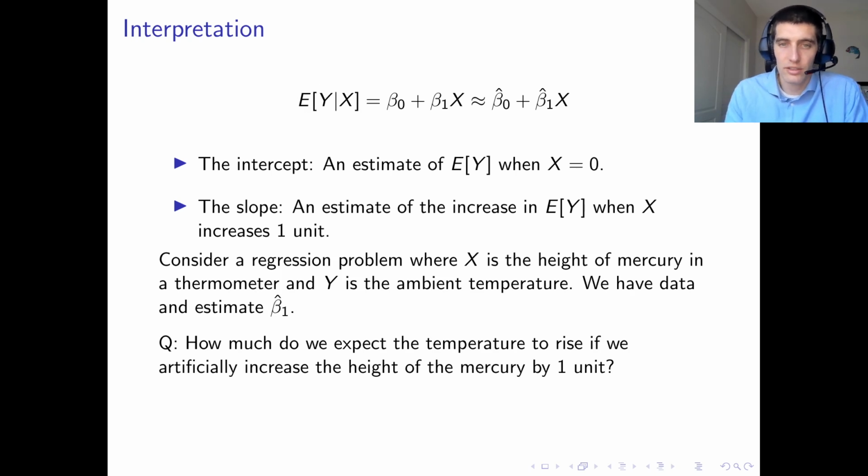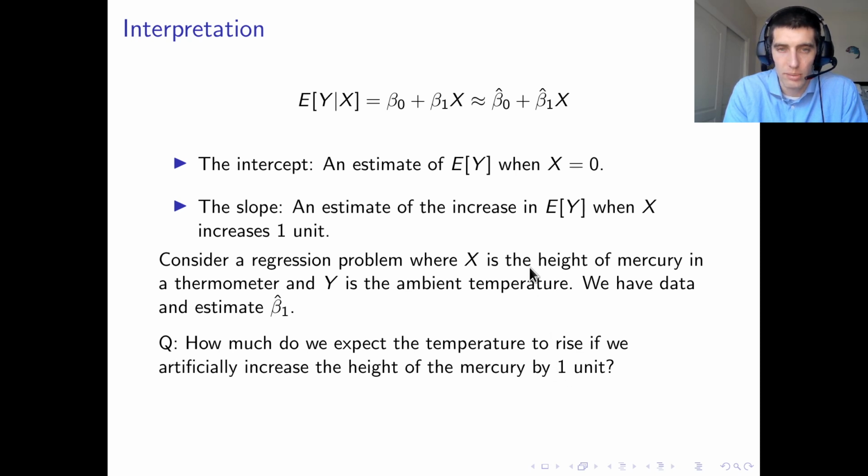So along those lines, let's consider an example. Consider a regression problem where x is the height of mercury on a thermometer and y is the ambient temperature. So we're going to predict temperature from height of mercury. That's a well-known principle that we use to build thermometers. And so let's say we have some data and we have an estimate beta 1 hat. Okay. So here's a question: how much do we expect the temperature to rise if we artificially increase the height of the mercury by 1 unit?